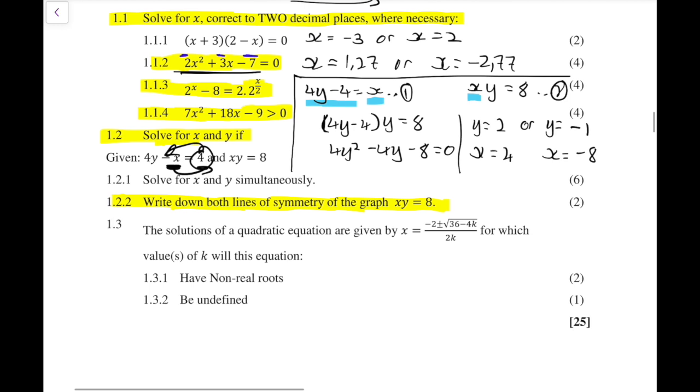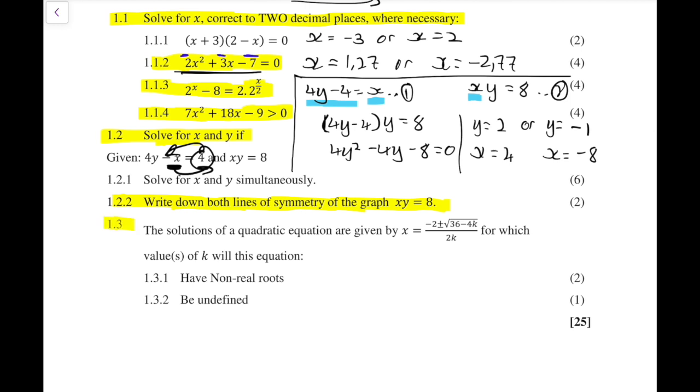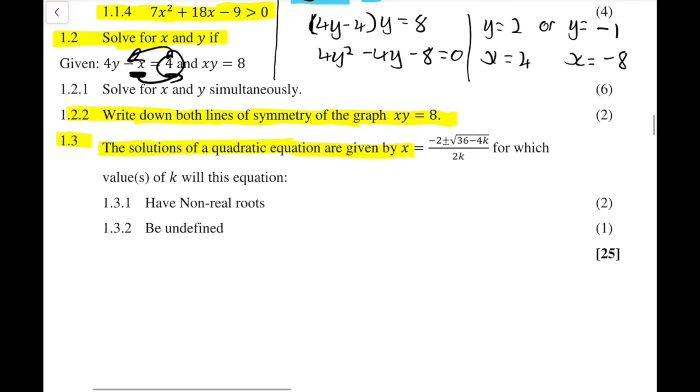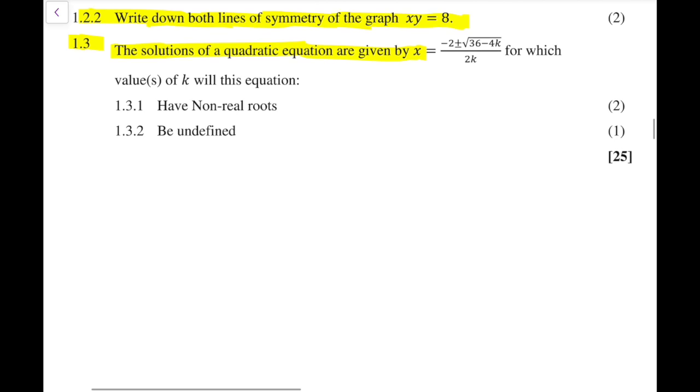Right, 1.3. The solutions of a quadratic equation are given by x is equal to... okay, so immediately, this is more like grade 10 and 11 work than grade 12 work. So for us to have non-real roots, we know that what's in our root must be a negative. So what value must k be for what's inside the root to be a negative?